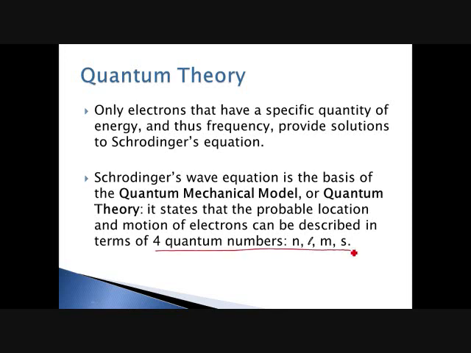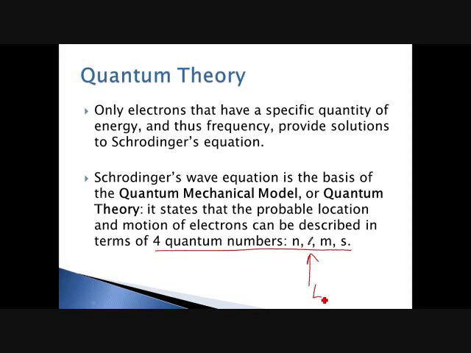Okay? So it tells us that the probable location and motion of electrons can be described in terms of 4 quantum numbers: N, L, M and S. The L looks like an E, but it's a cursive L. We're only going to discuss N and L because that's what we need to know for the stuff after this. But I'll describe quickly what the M and the S are. It's just some stuff that's not state standards anymore, and it's not on the AP exam either. So I decided to skip 2 days' worth of material so that we can cut it back.